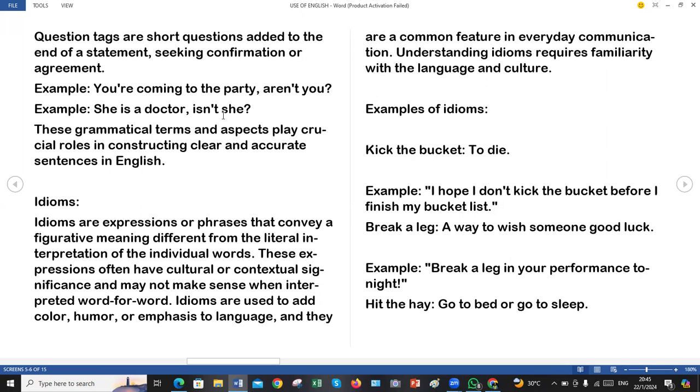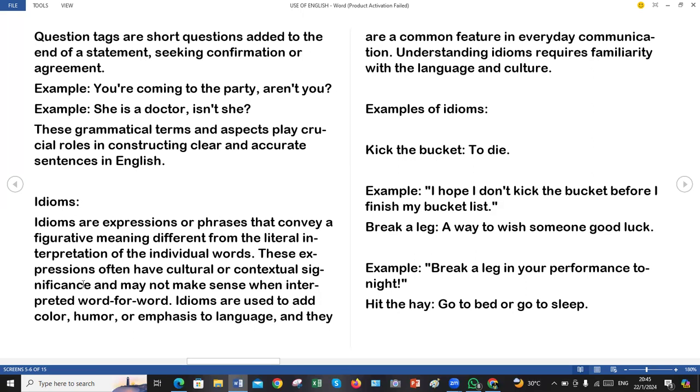Now, for question tags, we have rules, basically. And then we have, she is a doctor, isn't she? Basically, you use the helping verb there to form the question tag, but not in all cases. You are coming to the party, so you have are. And when you have positive here, you are coming, the question tag must be negative. Aren't you? She is a doctor. Is here is in the positive, and then isn't is the negative. So you can't say she's a doctor, is she? It's wrong. You have to use positive and negative. If the statement is negative, so let's say we have she isn't a doctor, you should have is she.